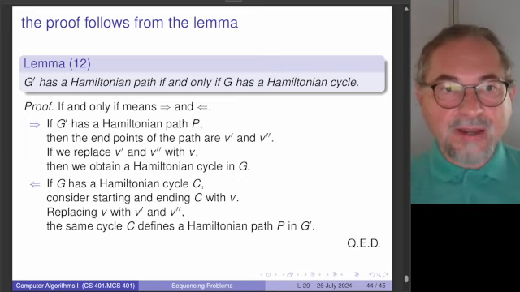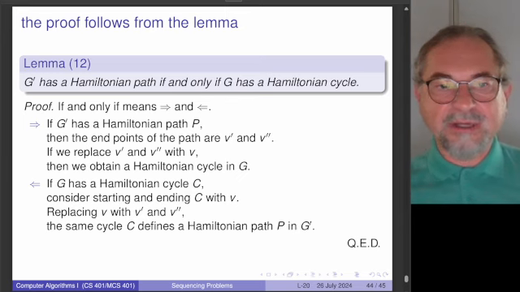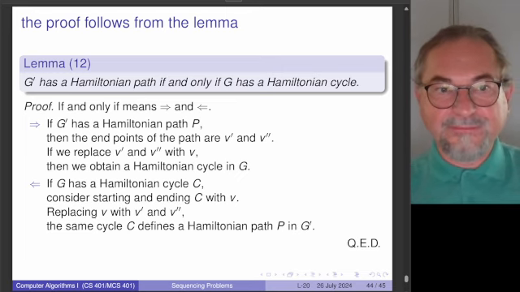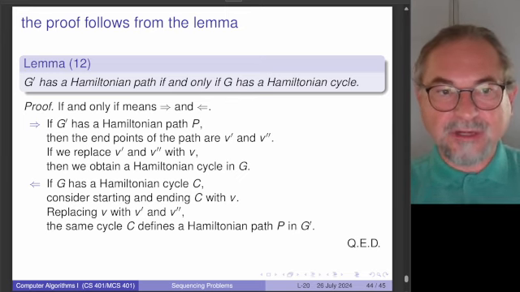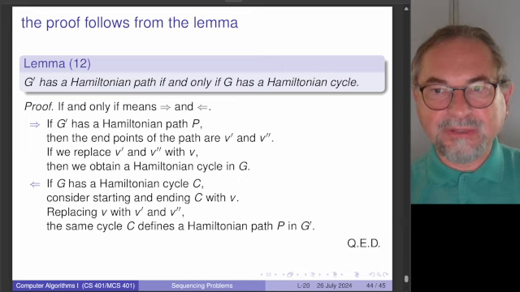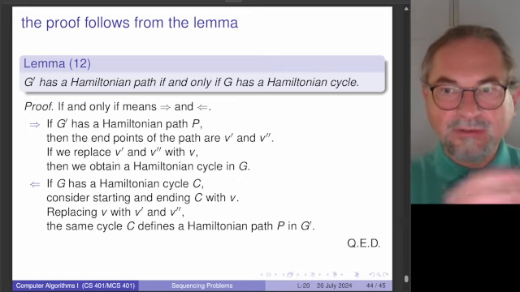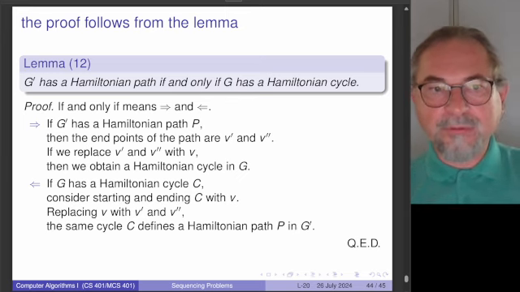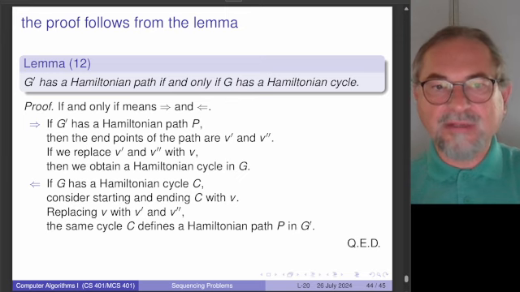So if we have a Hamiltonian cycle, then actually we do have a Hamiltonian path in our G prime. If we have a Hamiltonian path, then actually we have this Hamiltonian cycle. And one way is very straightforward. If you have the Hamiltonian cycle, then you have these added vertices. So actually you have to replace them again. The Hamiltonian path problem leads to a Hamiltonian cycle in the original graph.